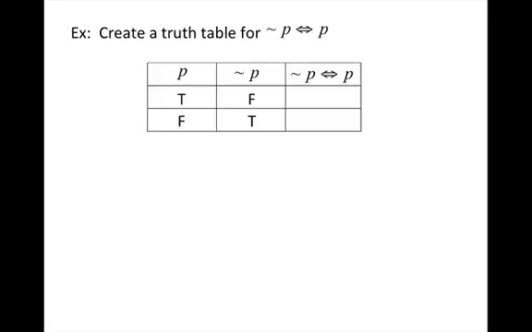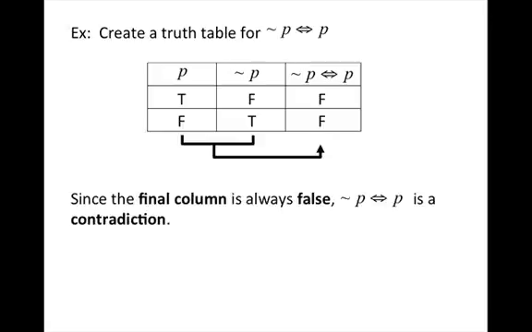Now I compare these two columns for my biconditional. The biconditional is only true when both columns have the same truth value. Well, for this table, there's not a case when both columns have the same truth value. They always have opposite truth values. So when I compare that P and the not P, I get a false for my biconditional each time. Since the final column was always false, not P if and only if P is a contradiction.